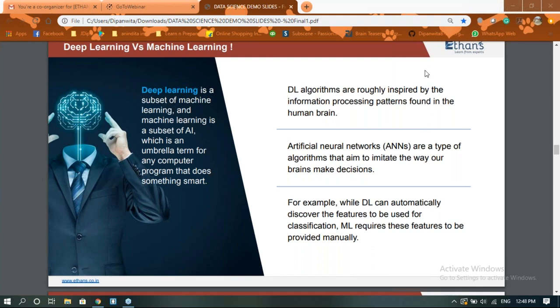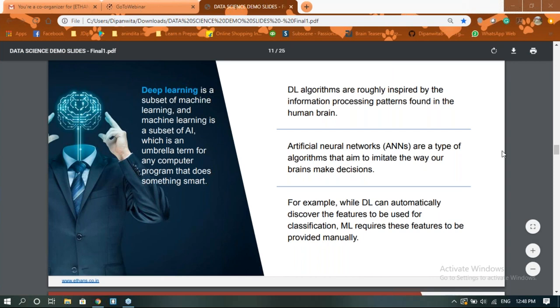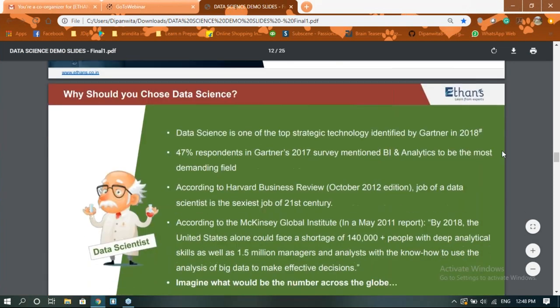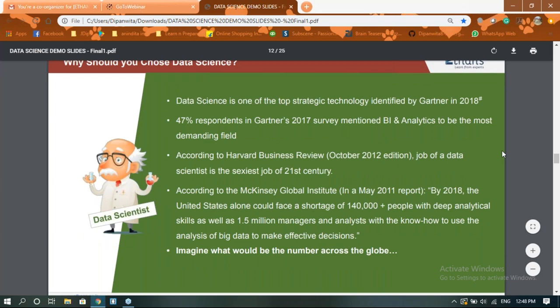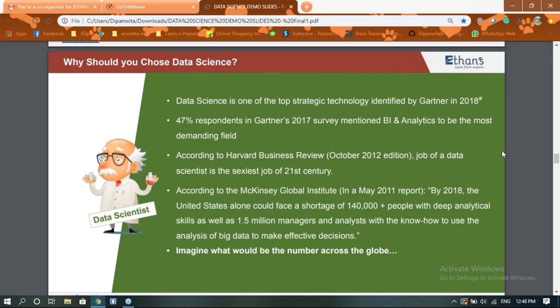Okay, so moving forward, I think we have cleared this part out. Now, very simple, I have already cleared this out. Why should you choose data science? Obvious reasons, because this is a particular profile that will link you very close to the business.